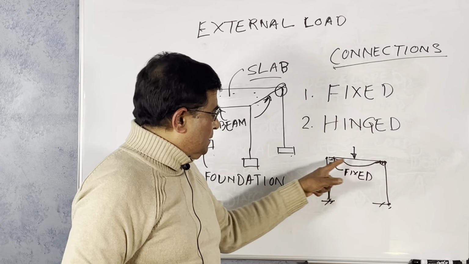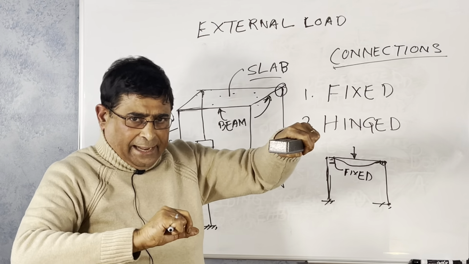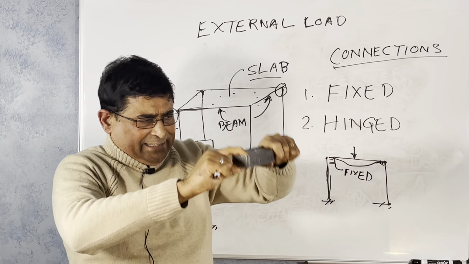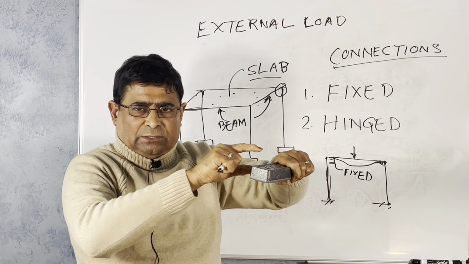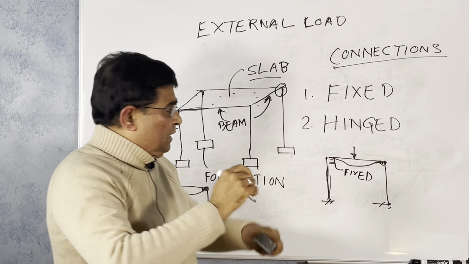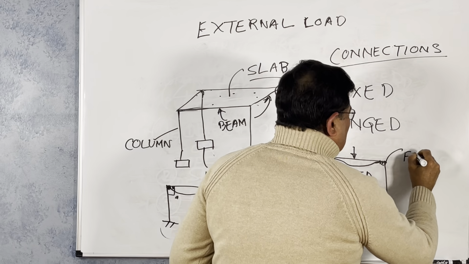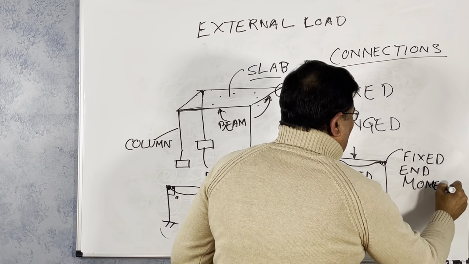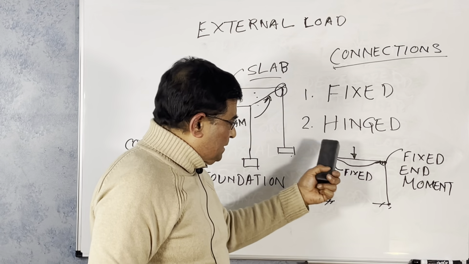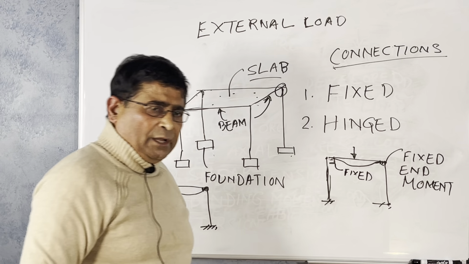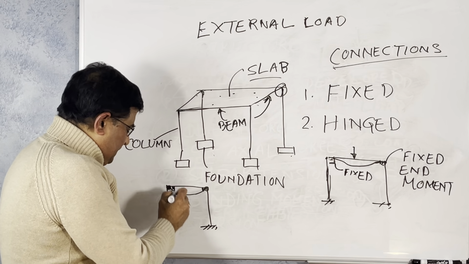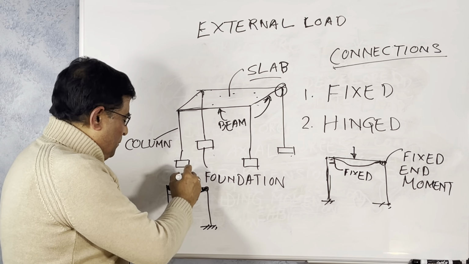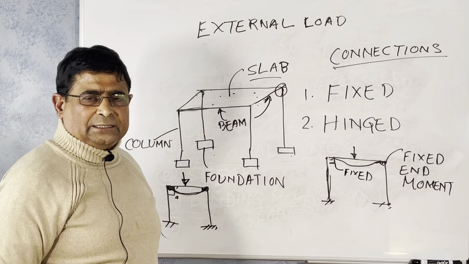When you fix it, something like this. Suppose in your hand you hold this duster or this eraser. If you put pressure there, moment there, you will feel the force there. That force which is developed at the fixed end to prevent the rotation is your fixed end moment. So that resists the rotation of the member at this point. But here, when you do not have that fixity, this joint allows this member to rotate. If you put a load there, this is the difference.